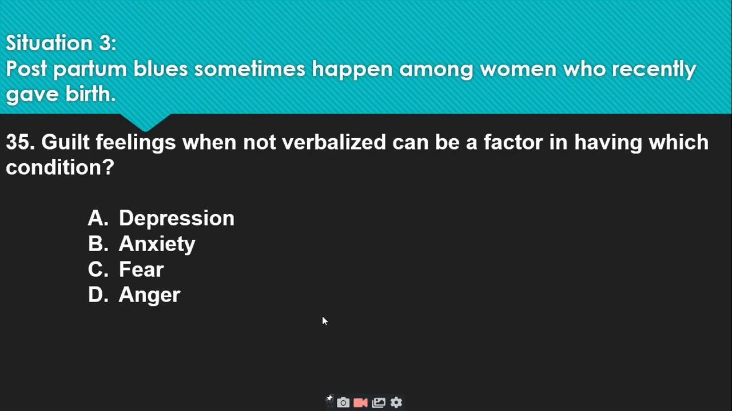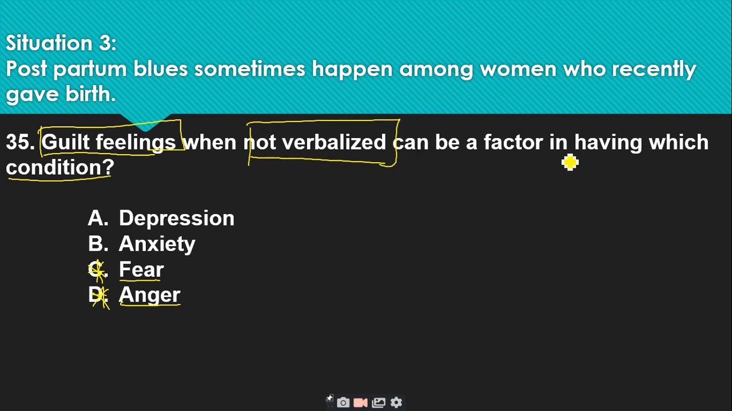Let's now have 35. Guilt feelings, when not verbalized, can be a factor in having which condition? Take note of the word guilt factor and condition. Eliminate immediately fear and anger. So first reading, fear and anger are basically not a condition. It is a symptom. So it's between depression and anxiety.